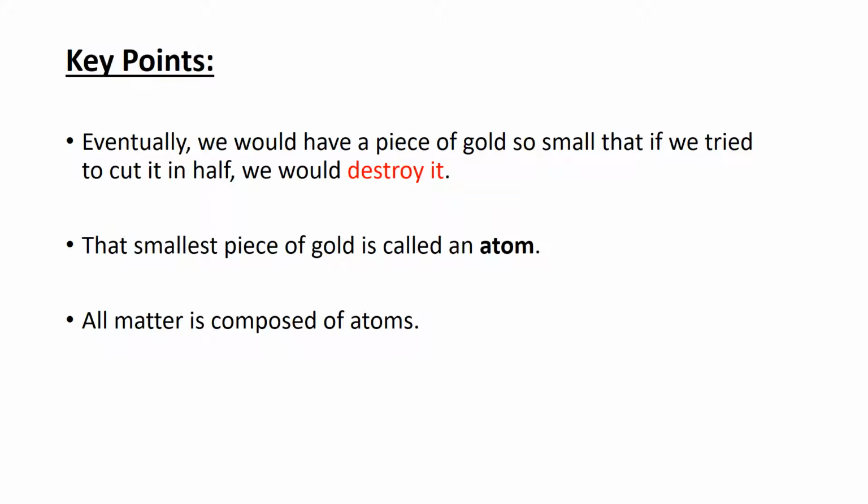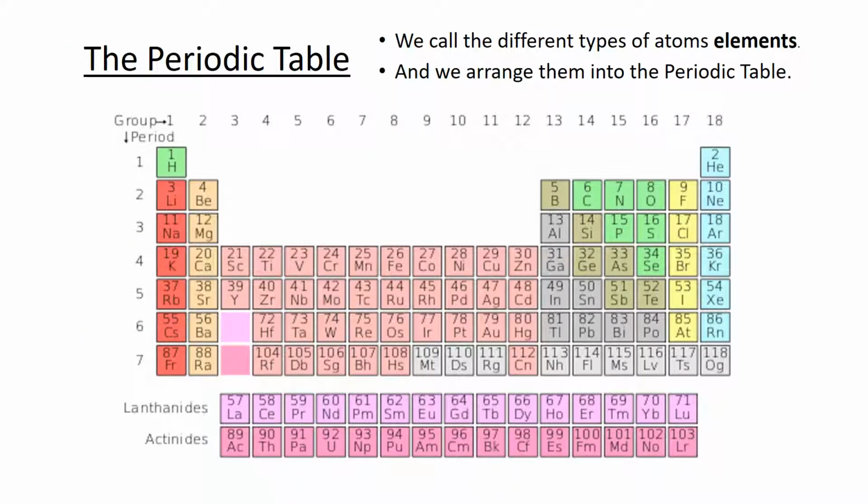Eventually, we'd have a piece of gold so small that if we tried to cut it in half, we'd destroy it. And we call that smallest piece of gold an atom. And all matter is composed of atoms. So this isn't true only of gold. There are 118 different types of atoms, and we call the different types of atoms elements. And we arrange those elements into what's called the periodic table. That's what you're looking at right here.